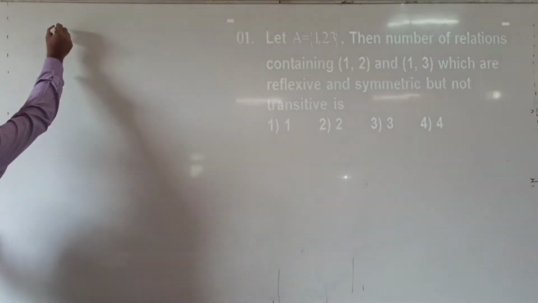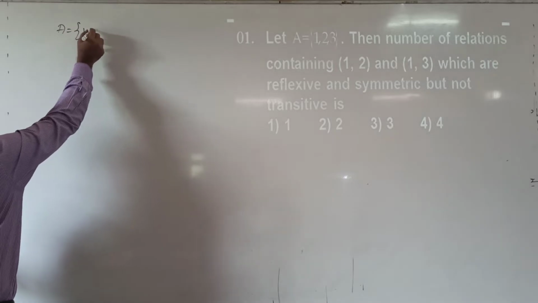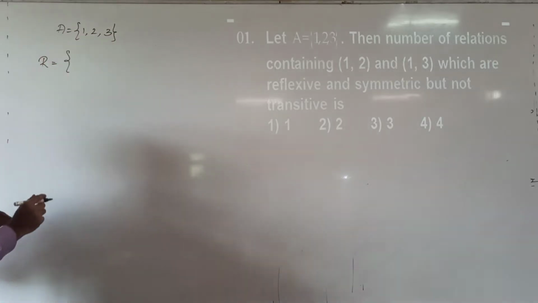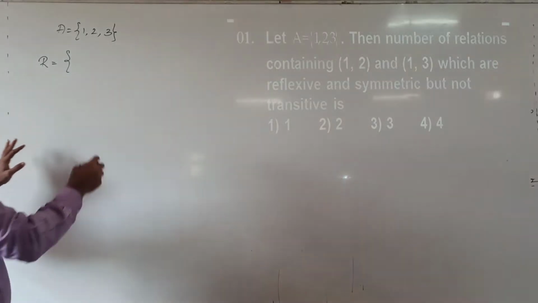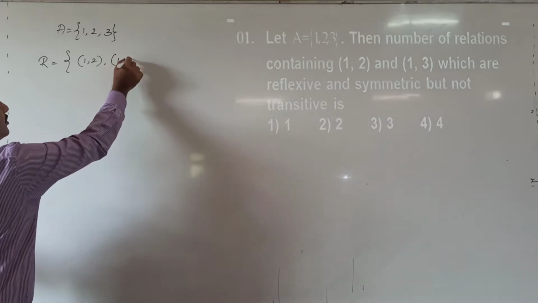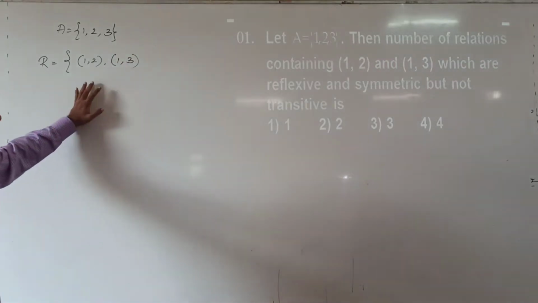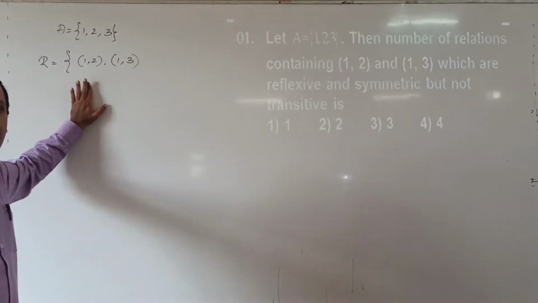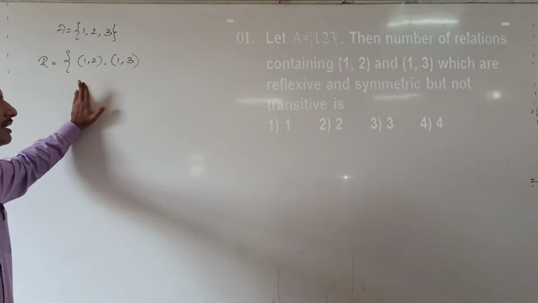The set A consists of 3 elements 1, 2, 3. I want to say how many relations are there which consist of these 2 elements, (1, 2) and (1, 3). These should be present in that relation, and this relation should be reflexive and symmetric but not transitive.